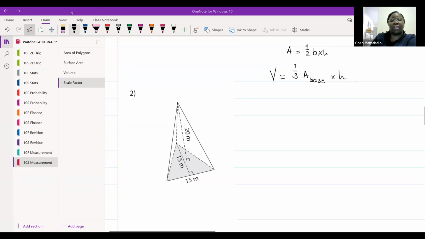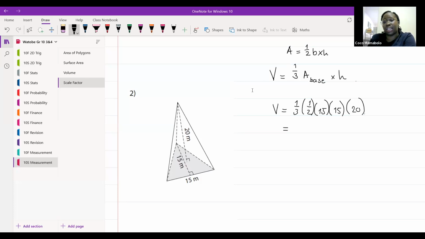Okay, let's have a look at our answer over here. So I know that the volume of this shape is going to be a third of the area of my triangle, which is a half of my base, which is 15, multiplied by the perpendicular height of my triangle, which is also 15, multiplied by the perpendicular height of my pyramid, which is 20. Can somebody pop the answer in the chat for me, please? What did we get?